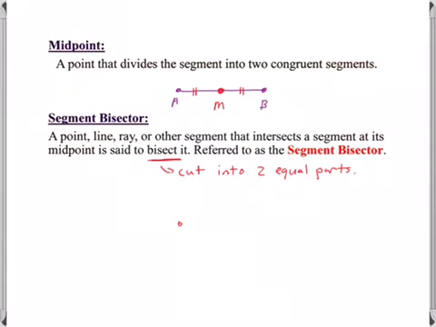So once again, if we have points A, we have points B, and then we've got the line between them. Let's say we have a ray cutting through here. If we create congruent parts here and here, and this is our midpoint M, this ray is acting as the segment bisector. It's cutting the segment into two equal parts.